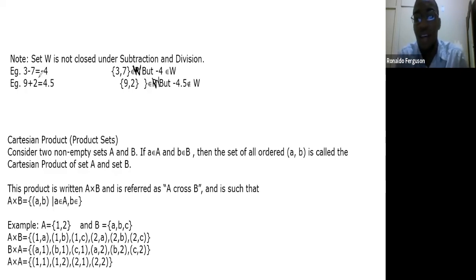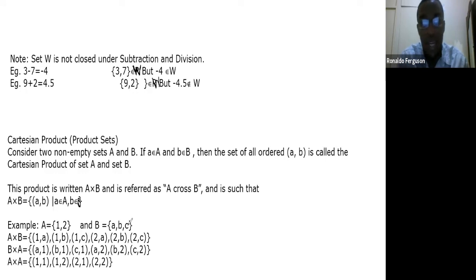Finally, the next thing to talk about on the real number system is the Cartesian product. And what is Cartesian product? If we have two non-empty sets, A and B, we can write them as a set of ordered pairs, and we write the ordered pairs as A cross B. All right, and so if a is an element of A and b is an element of big B. So let's say, for example, look at this example right here. A is equal to {1, 2}, and B is equal to {a, b, c}.